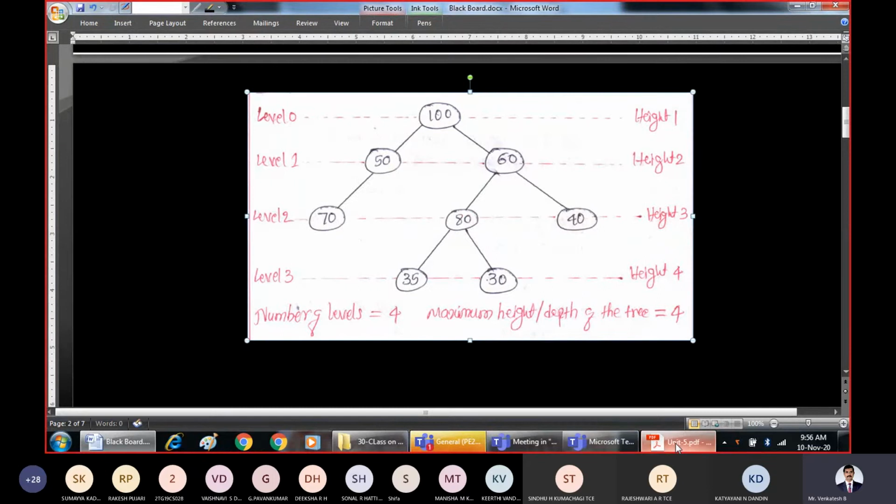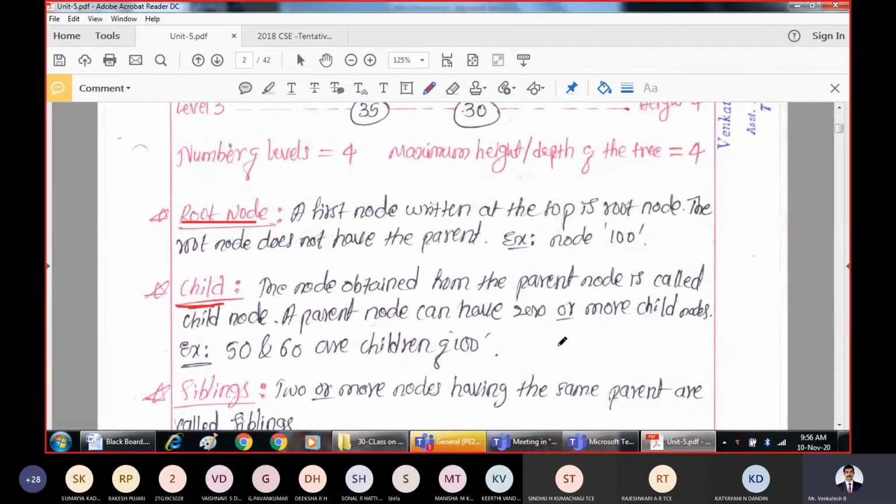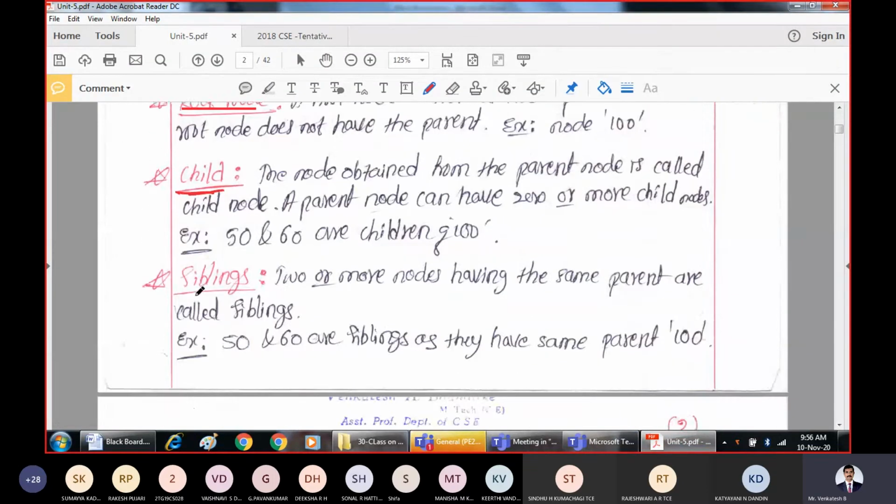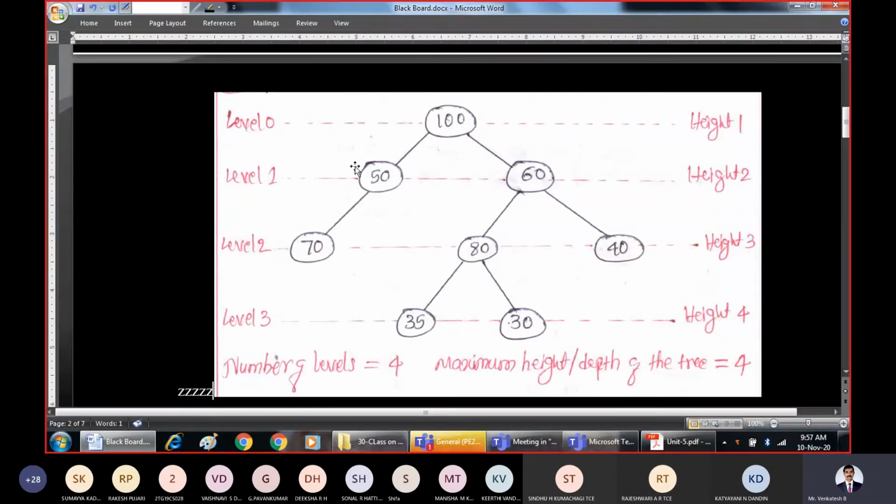Coming to the next notion, siblings. Two or more nodes having the same parent are called siblings, like how we call two brothers siblings. For example, 50 and 60 are siblings to each other. Why are they treated as siblings? Because the parent of both 50 and 60 is 100.